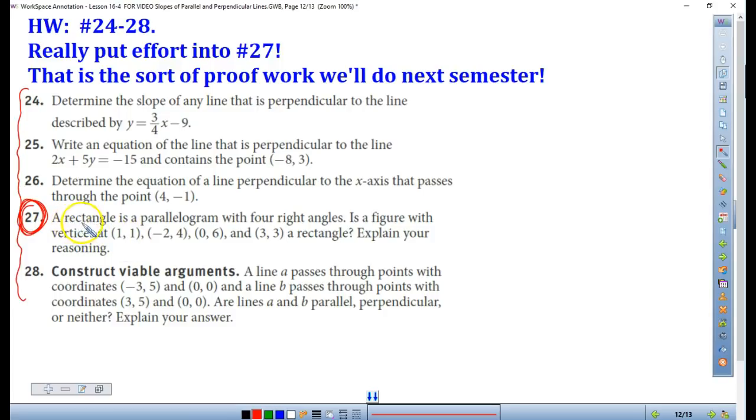They tell you a rectangle is a parallelogram, so you know that opposite sides have to be parallel, with 4 right angles. Okay? So in order to form 4 right angles, adjacent sides would have to be perpendicular, right? So if I had sides like on a graph, you'd have to make sure that this side and this side were opposite reciprocals. They'd have to be perpendicular adjacent sides. Opposite sides would have to be parallel, but adjacent sides would have to be perpendicular slopes. You'd have to check the slopes to see. So there's a lot of checking in number 27 and explaining yourself.